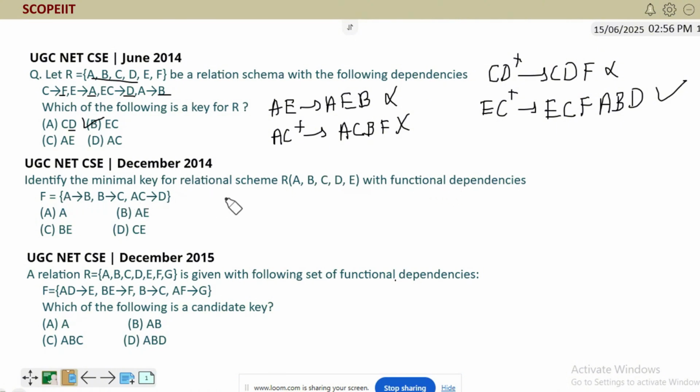Now here, find the closure for A first of all. And option A. If we find the closure of A, we will get A. From A, we will get B. From B, we will get C. And from AC, we will get D. So we get all the elements from this one. But what was our point? When you say that the term is candidate key, all the elements of the relation should be present, not functional dependency. So here you can see E is not present, but E is even not present here also.